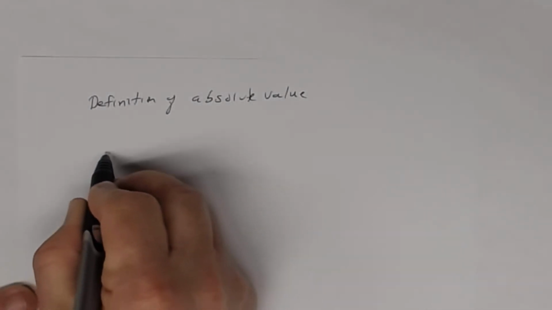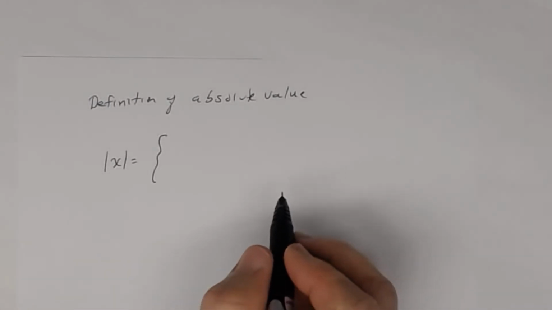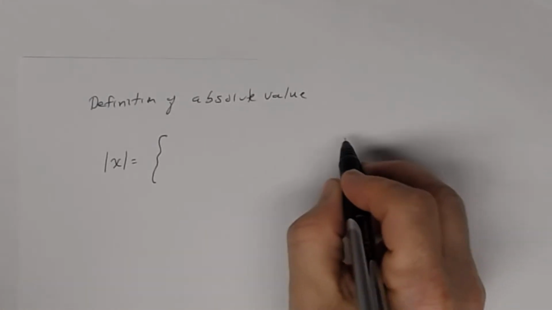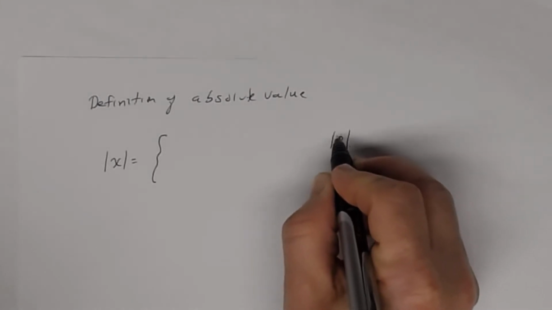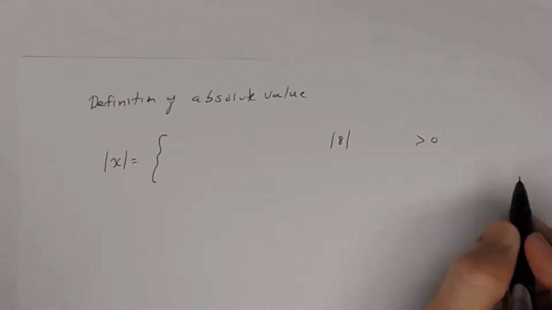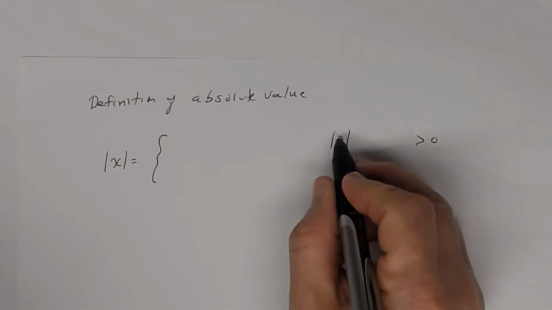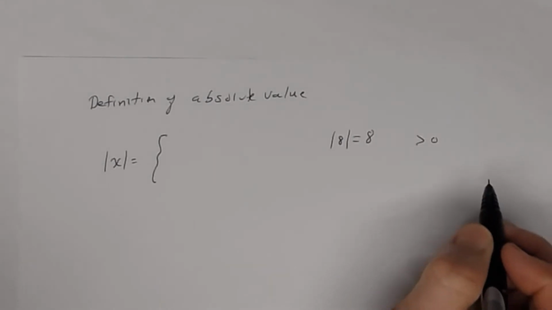So the definition of absolute value says this. I'm going to write it in this notation. Remember, if we have the absolute value of 8, this number is 8, so that number is greater than 0. If that number is positive, we know that the absolute value of 8 is equal to 8, right?